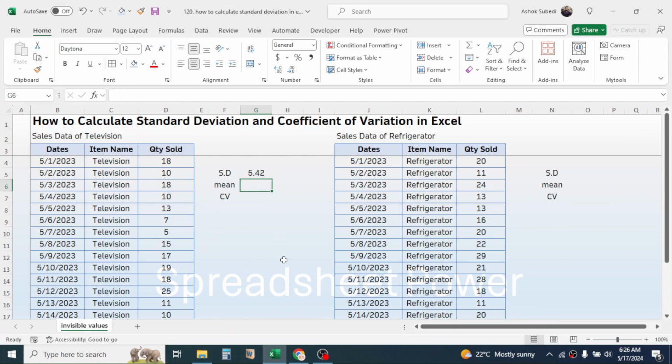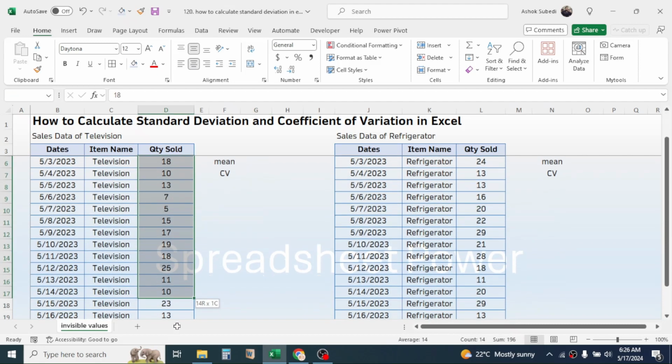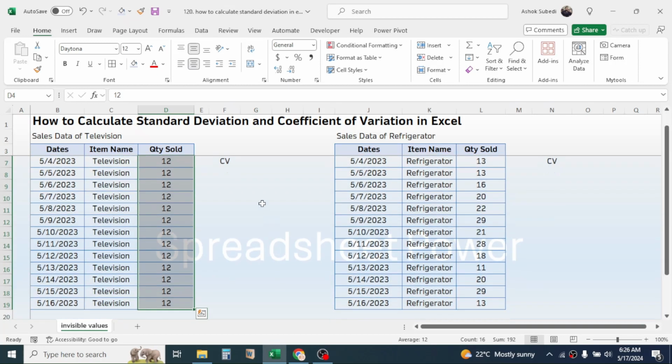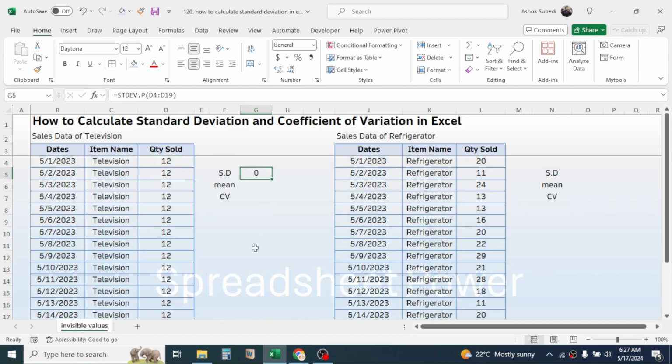The result of the standard deviation can range from 0 to any number. There is no upper limit, but the result cannot be negative. If all the quantity sold here is the same, then the result of the standard deviation will be 0. Here let me make all the numbers the same. Then you see the result of the standard deviation is given as 0 because there is no variation or dispersion in the data.